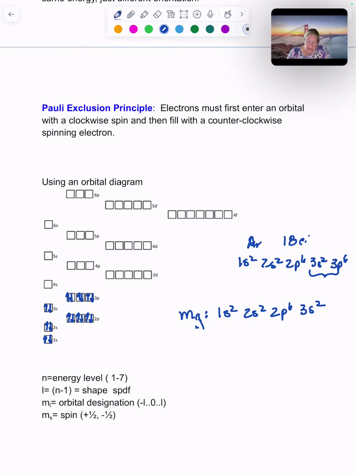If you remember back to oxygen, we had 2 open spots in our orbital diagram. That means it had room for 2 more electrons. That's part of why oxygen is so reactive.